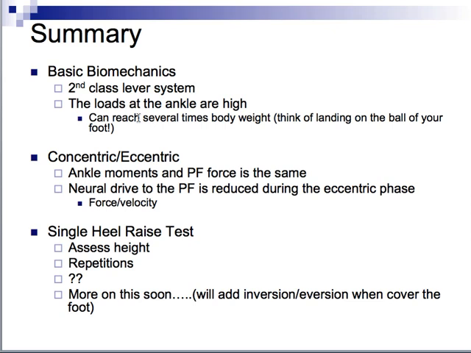it's a second-class lever system. The loads at the ankles can be very high because they're lifting against body weight. The concentric and eccentric components are relatively the same. The one thing that will be different is that on lowering, there will be less neural drive to the muscle because it takes less activation to get the same force. But the tendon sees the same force on lowering as it does on rising. And then our typical assessments of heel rise performance have to do with assessing height and number of repetitions.